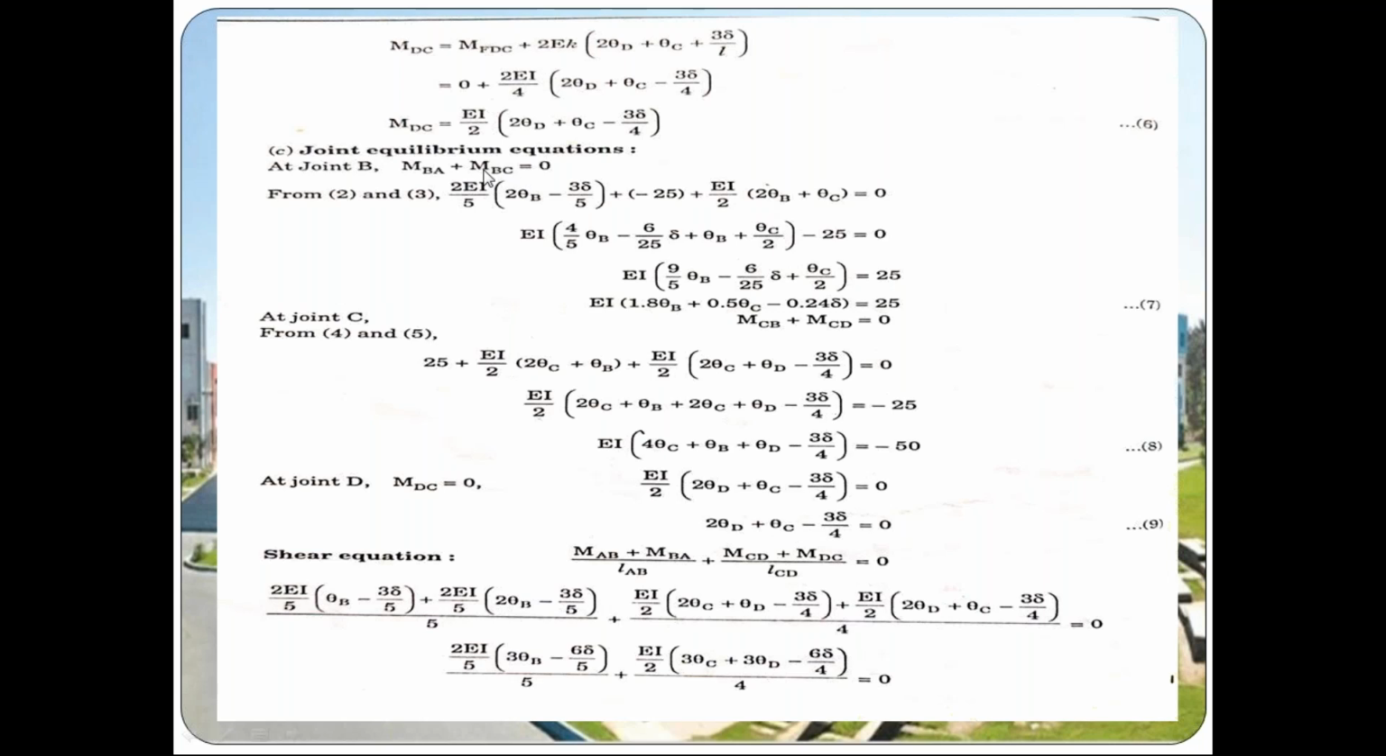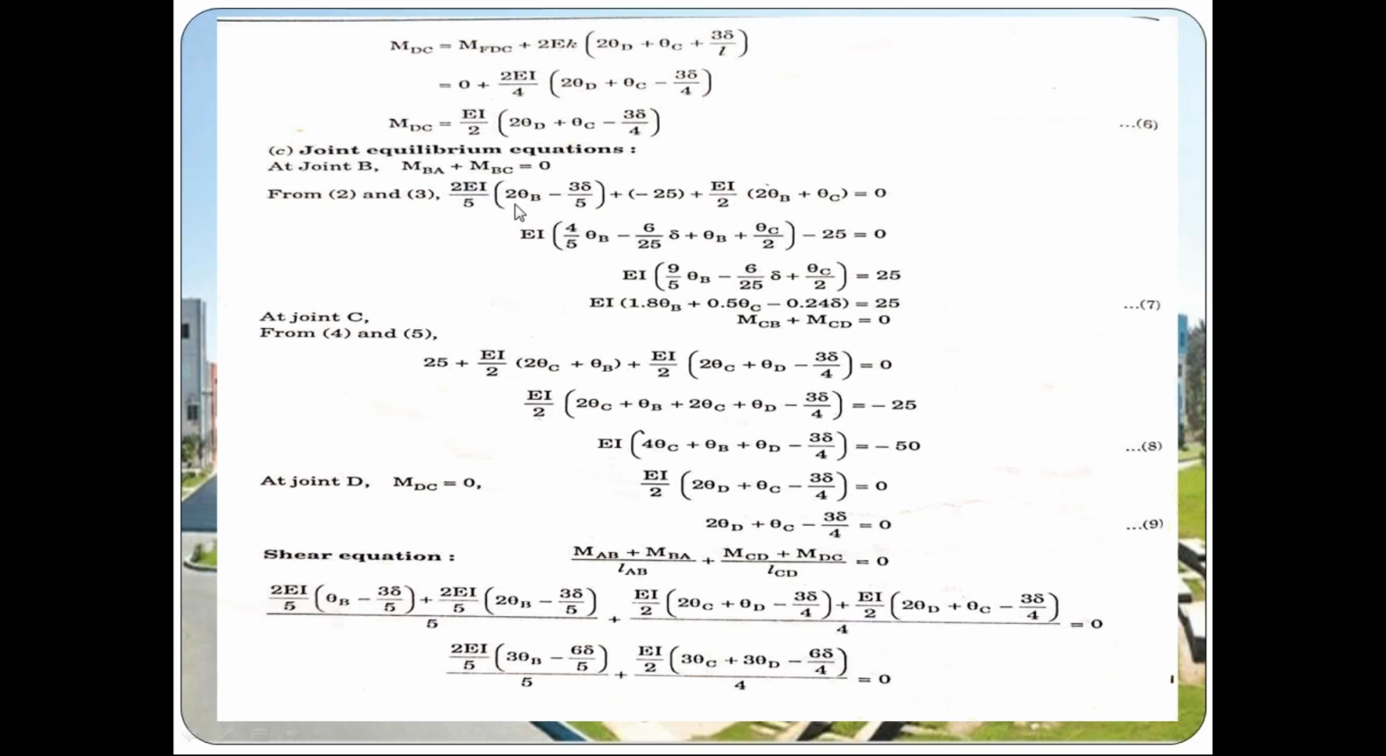So we have to solve these steps. First, the joint equilibrium equation at joint B, MBA plus MBC is equal to 0. That is equation 2 and equation 3. Equation 2 is MBA, equation 3 is MBC. In the slope deflection equations, we are substituting them here. So equation 2 plus equation 3 equal to 0. We are equating this.